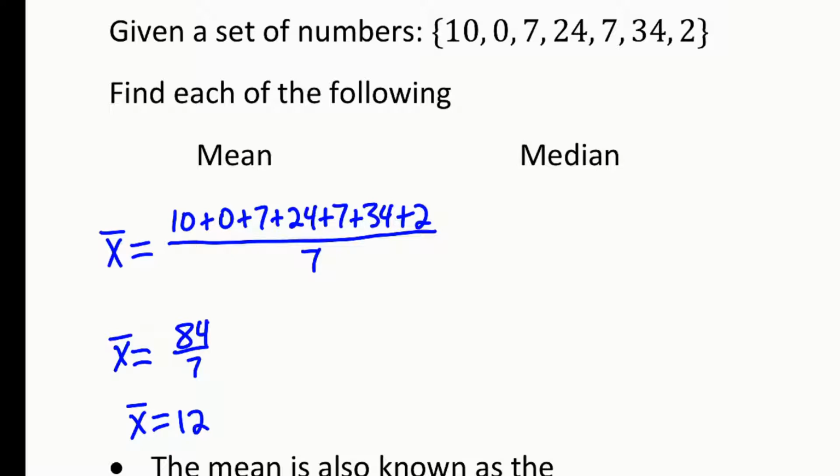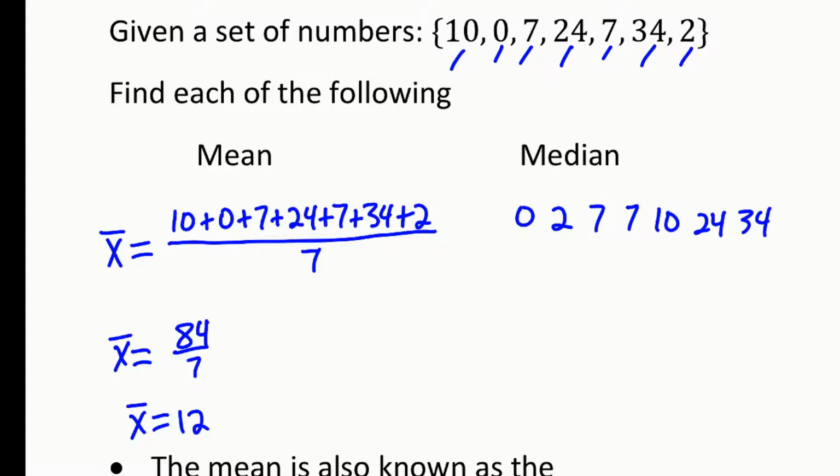The median is another kind of central tendency measure. Just like mean measures the middle of the data, the median also measures the middle of the data, but in a different way. We have to take the numbers and we put them in order from smallest to biggest. 0, 2, 7, 7, 10, 24, 34. We put them in order from smallest to biggest, and then we find the middle piece of data.